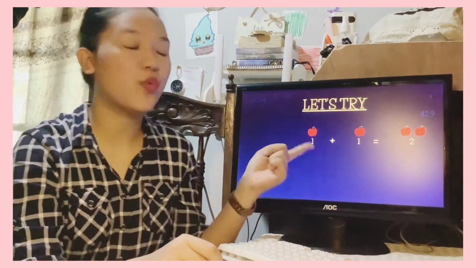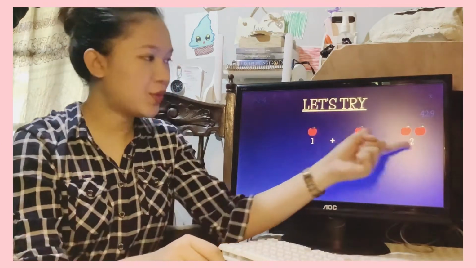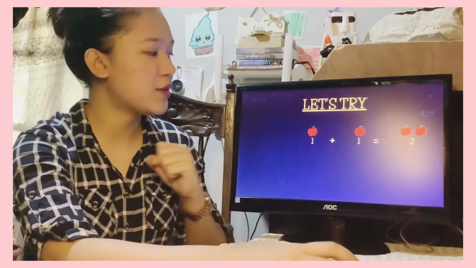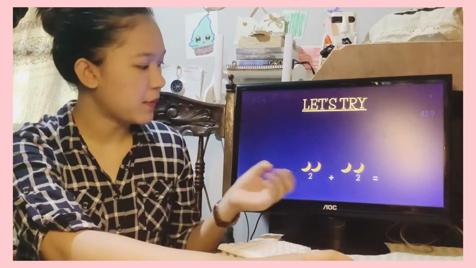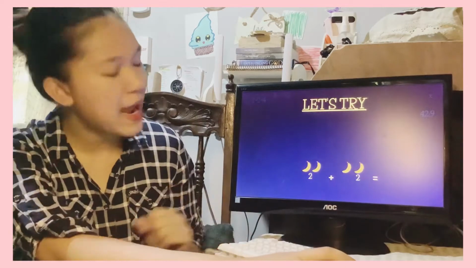Very good. Again, one plus one equals two apples. Very good. Now who wants to try this? Here is another example. This is a banana. Who wants to try? Yes.